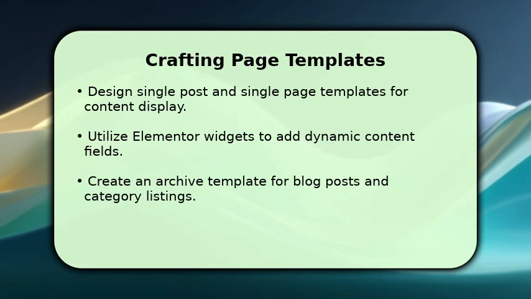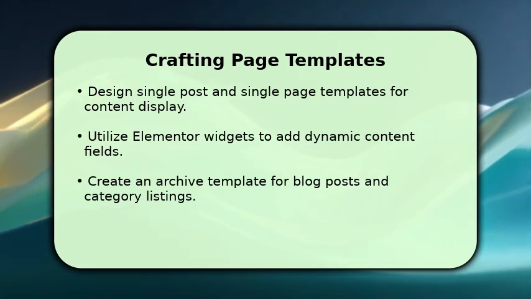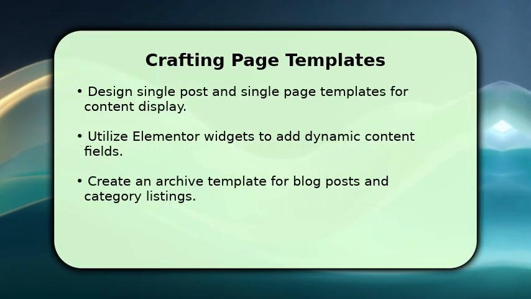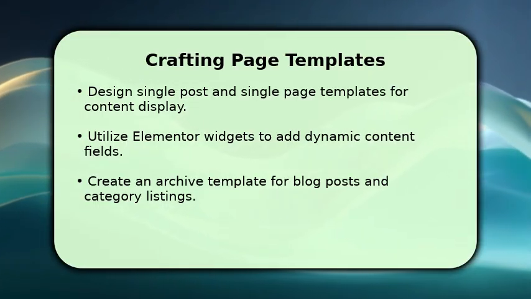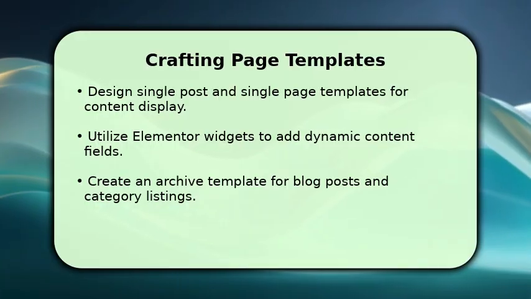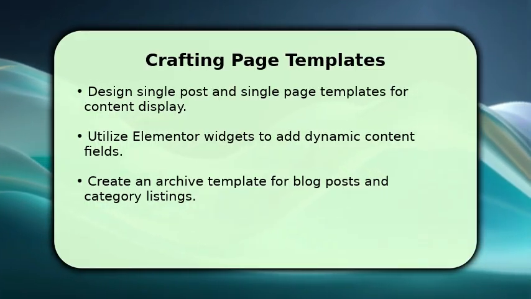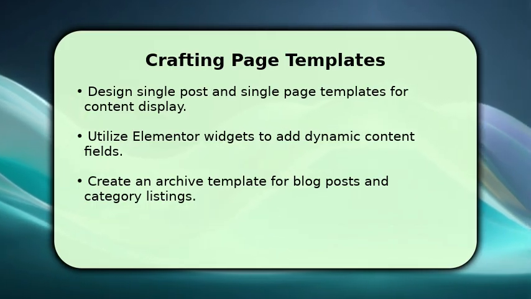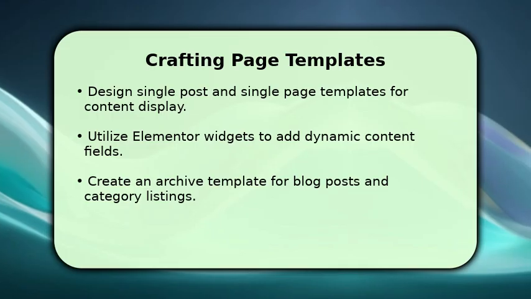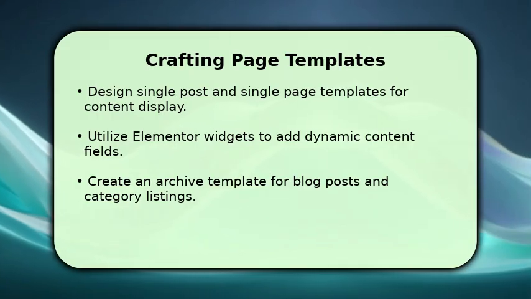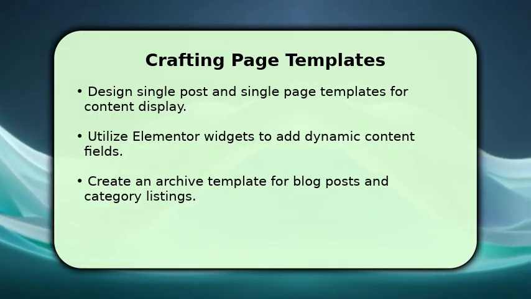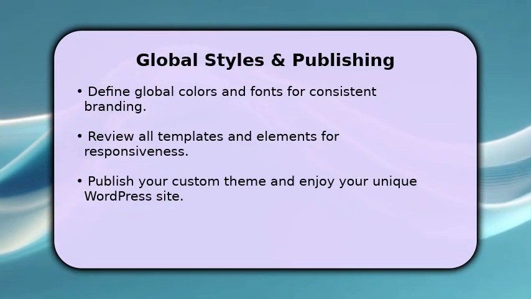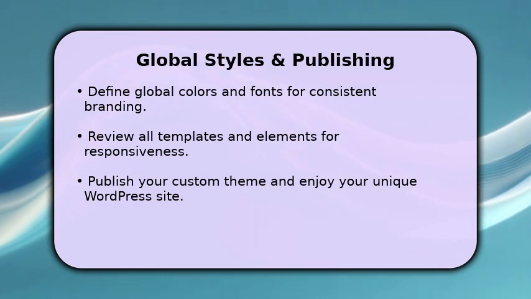Now, we'll focus on building dynamic page templates. Design a single post template to control the layout of individual blog posts and a single page template for static content. Elementor's widgets allow you to easily insert dynamic content like post titles, featured images, and author information. Don't forget to create an archive template to beautifully display your blog posts, categories, and tags, ensuring a consistent look for all your listings. Finally, let's refine your theme with global styles and prepare for publishing.